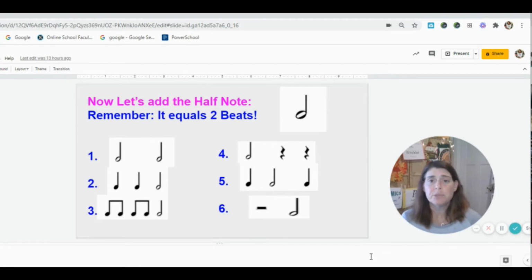And number 5 is almost like a syncopated rhythm pattern because it's not typical in a 4/4 measure to have a half note in between 2 quarter notes. That's more of a syncopated rhythm. So it would go like this: ta, ta, ta. And you would count it 1, 2-3, 4. And it's really not that complicated. It's just different.